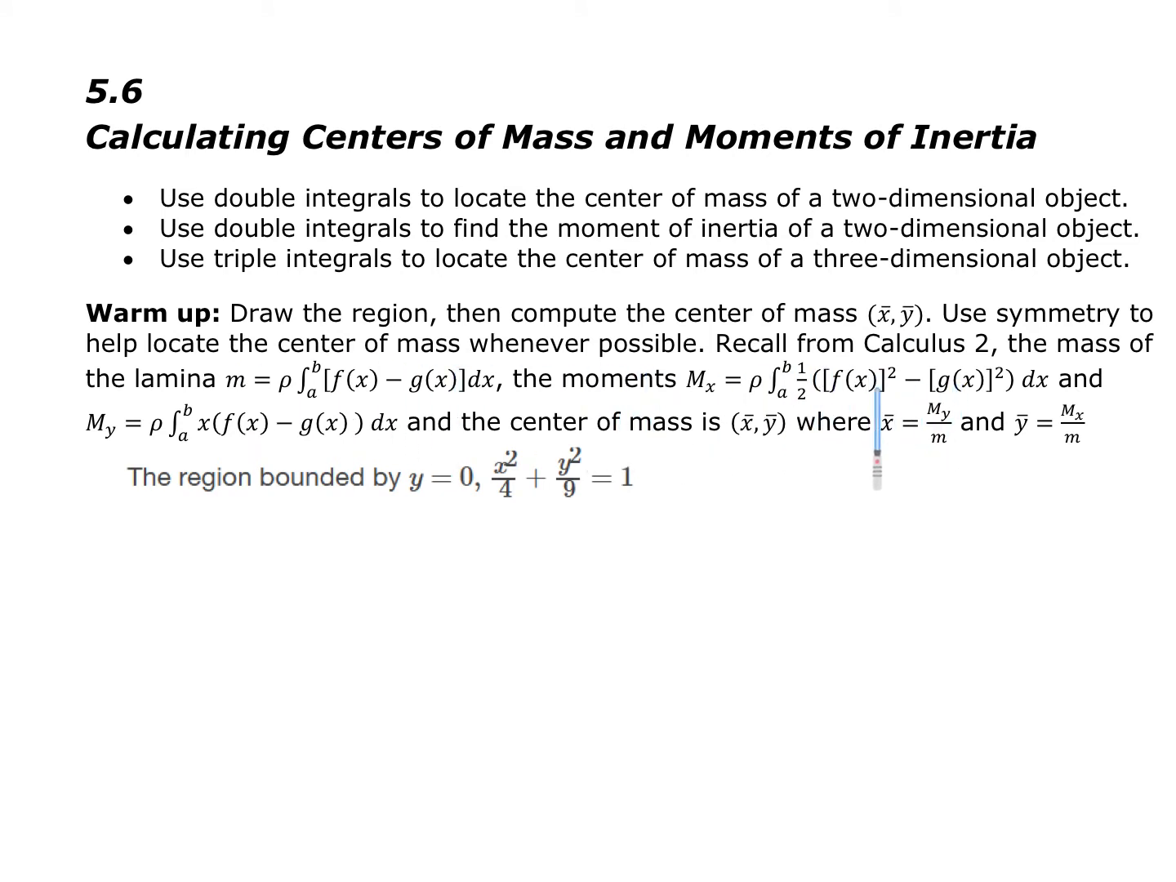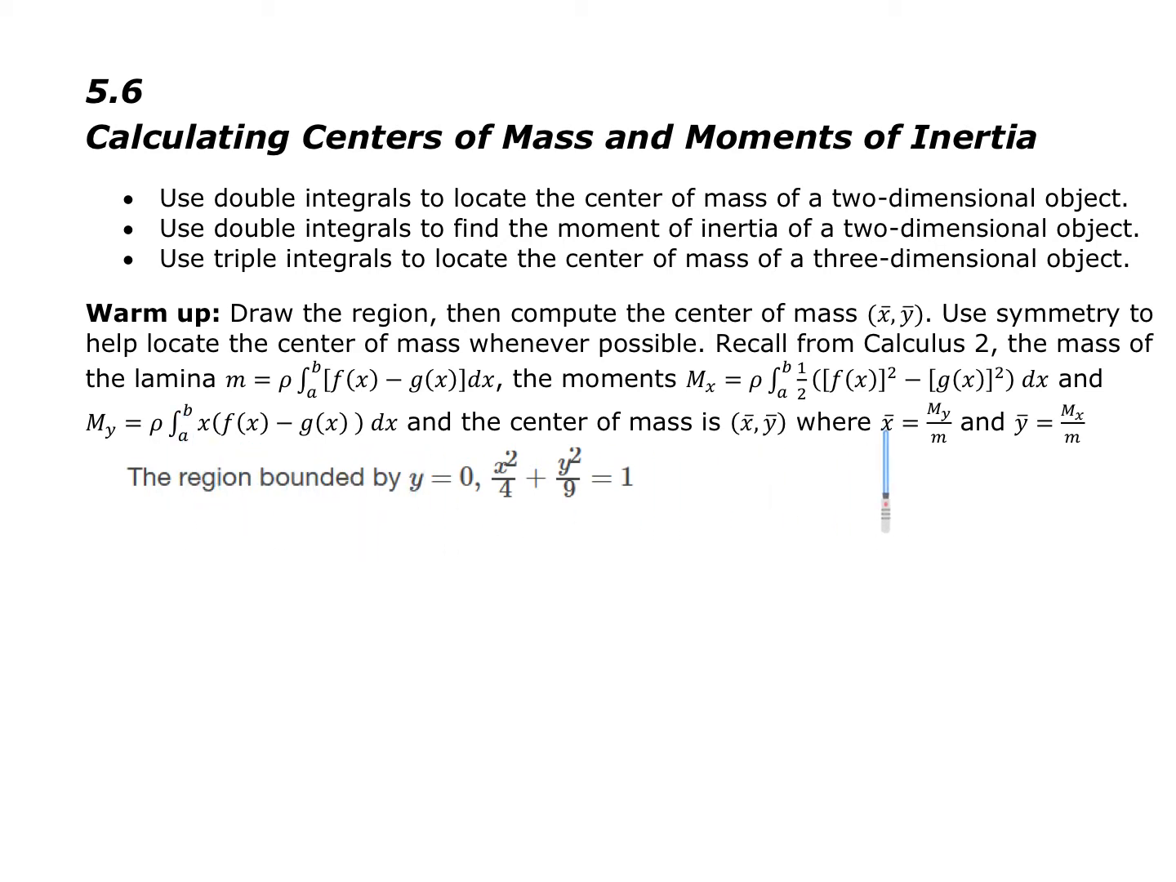And recall from Calculus 2, the mass of a lamina, m, is equal to rho, integral from a to b of f of x minus g of x, where f of x is the upper function and g of x is the lower, or if it's oriented the other way, f of x is the rightmost and g of x is the leftmost function. Where my moment with respect to x, m of x, is rho integral from a to b of 1/2 f of x squared minus g of x squared dx, and my m of y is rho integral from a to b of x times f of x minus g of x dx.